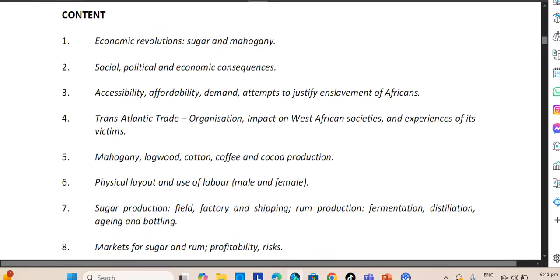And the other areas that we can talk about are mahogany, logwood, cotton, coffee, and cocoa production. So I'm going to look at a few of these because I don't want to make the video too long. So enslaved Africans worked in forests, cutting and transporting mahogany and logwood for export. These hardwoods were in high demand in Europe for furniture and dye production.